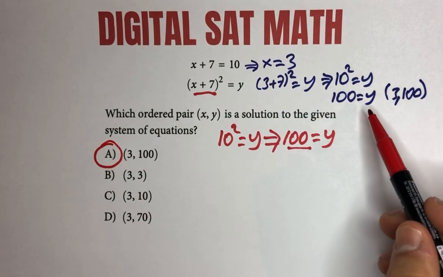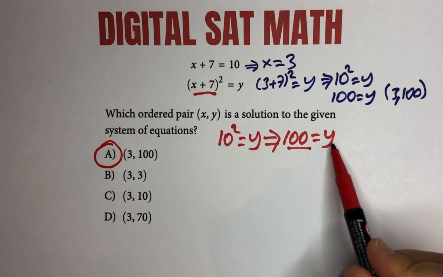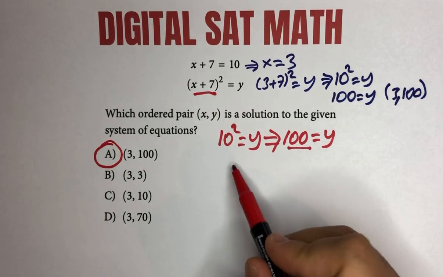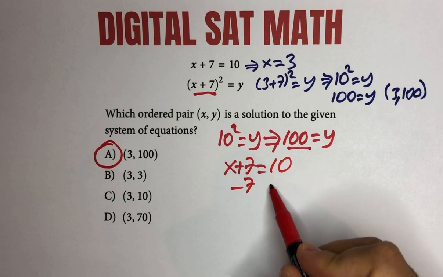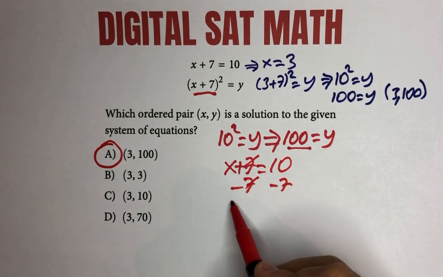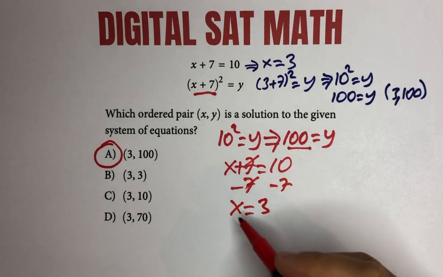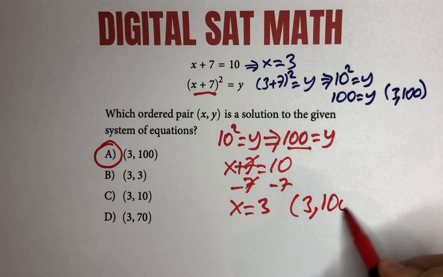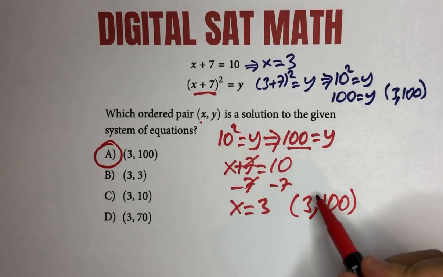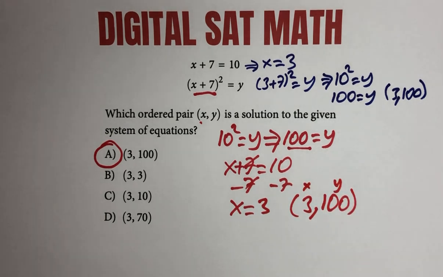Or you can just solve the equations separately, and you find the value of y. Here is 100, and x + 7 is equal to 10. You're supposed to take away 7 from each side to isolate the x. 10 minus 7 is 3. So again, we got 3 and 100. In this ordered pair, you're supposed to write x first, and then the value of y. You need to pay attention to that.